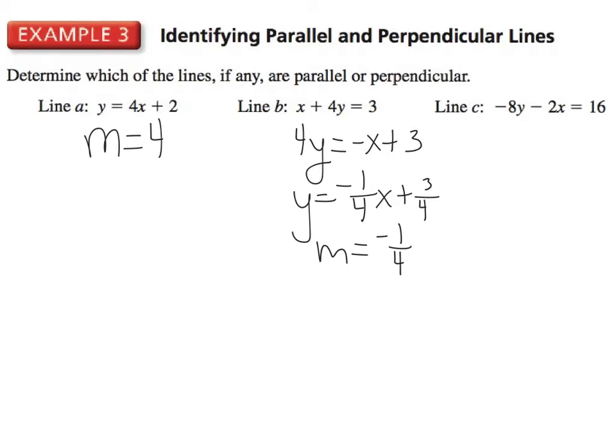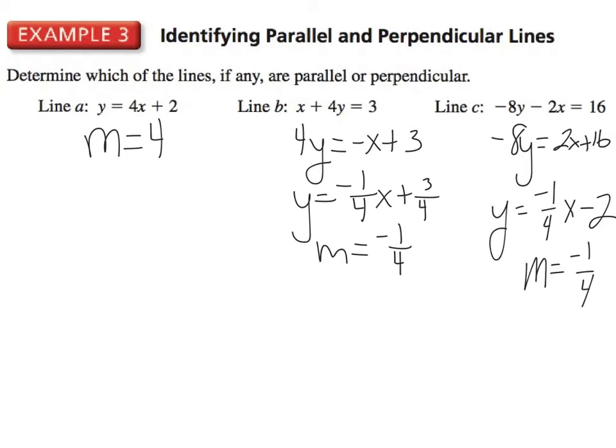Pause the video and solve line C yourself. So you should also notice that the slope in this problem is also -1/4. So parallel. Which lines are parallel? We'd have line B and C.